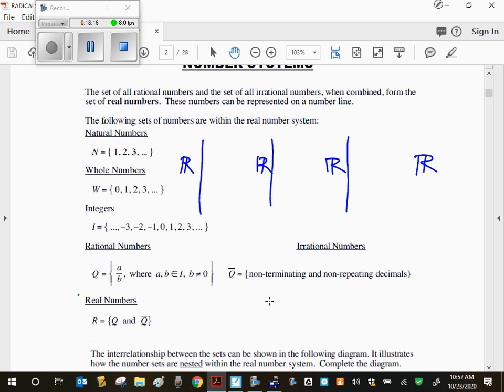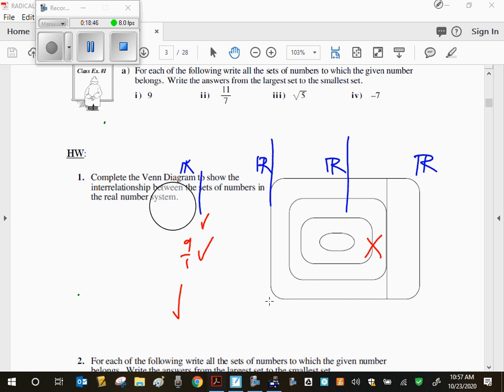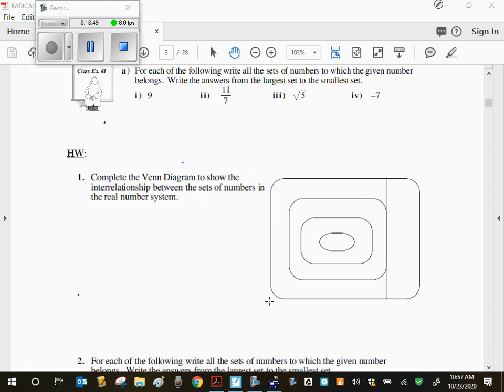Is 9 a natural number? Yes, it's right here. Is it a whole number? Yes, it is. Is it an integer? Yes, it is. Can it be written as a fraction? Is it a rational number? Yes, 9 over 1. Or you can just know that all those numbers are rational numbers. Is it an irrational number? No. Is it a real number? Yes. Everything is a real number. So let's go back to the question and write down all the number systems it belongs to. It's a natural number, a whole number, an integer, rational, and real. That's as many as I can give you. There's 5 of them.